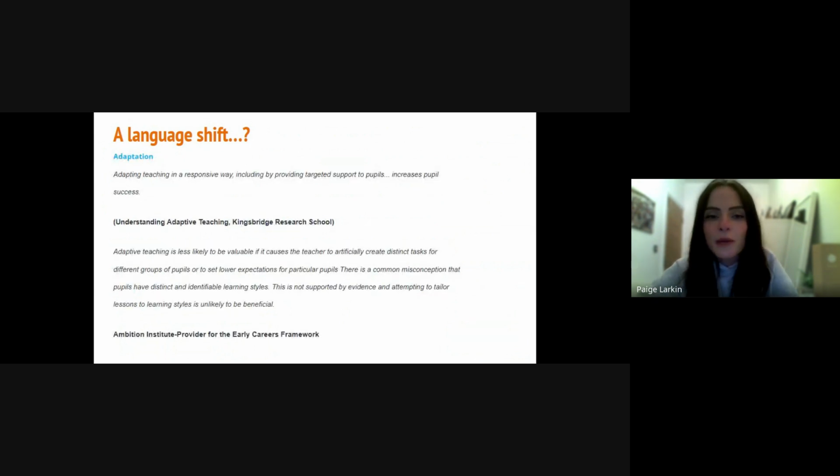And I thought I'd give you a couple of different definitions for this one. So first of all, we can call it adapting teaching in a responsive way, including by providing targeted support to students to increase pupil success. I've also got this one that comes from the Ambition Institute. So the one above, sorry, comes from Understanding Adaptive Teaching from Kingsbridge Research School.